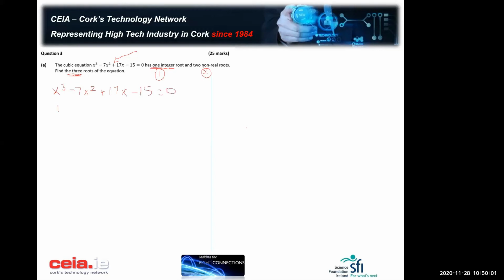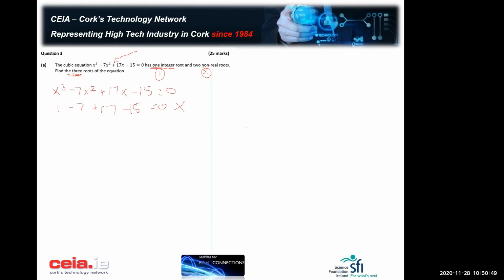Try 1. 1 minus 7 plus 17 minus 15 equals 0? No, that doesn't work. So you test like that. Try 3. 3 3's are 9, 3 9's are 27, minus 3 3's are 9, 7 9's are 63, plus 51 minus 45 equals 0. As it happens, yes, it does. I've probably worked it out wrong, but 3 is the root there. You can test it yourselves.